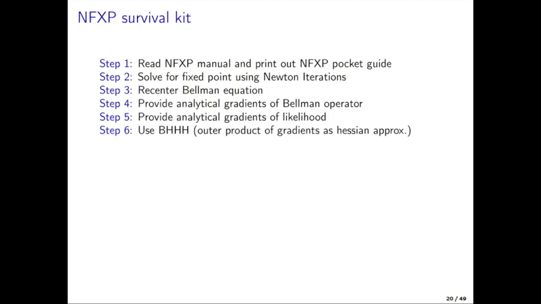You need to solve for the fixed point using Newton iterations or Newton-Kantorovich iterations. I've alluded to that before, but that's not done in the Su and Judd paper. This is why they're doing all these successive approximations over and over again. You need to recenter the Bellman equation to avoid problems with overflow and underflow when you're taking exponentials of the log sum of high values, because when beta goes really close to one, the expected value increases, and when you take the exponential of the expected value, that's just going through the roof.